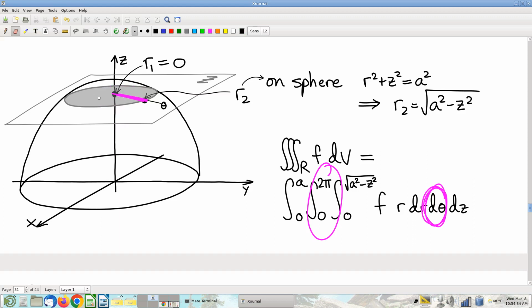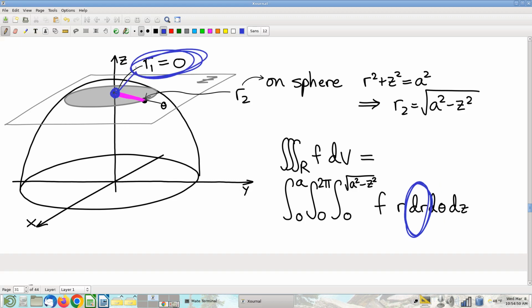All right. Now, fixing the theta slice, we move on to what do I know about r? Where does my r start? Well, I start at the origin. I start on the z-axis where r is 0.